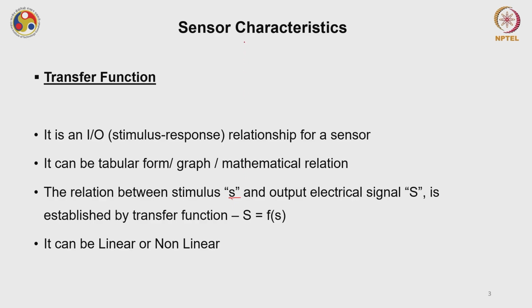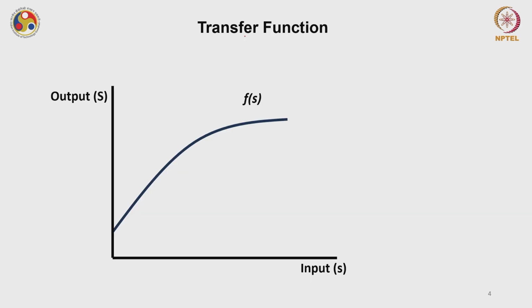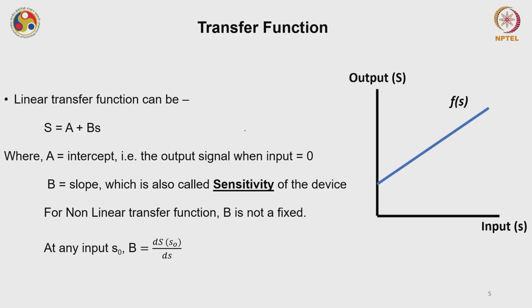This function can be linear or non-linear. Based on that, I will say that the transfer function of the sensor is linear or non-linear. Consider this as one example. You have output versus input or stimuli, and this is denoted by a function F(s). I can clearly see that this F(s) is non-linear in nature. So I can say that S is a function F(s), where F(s) is a non-linear function. In this course we will mostly discuss linear transfer functions only, because this is mostly a UG level course.